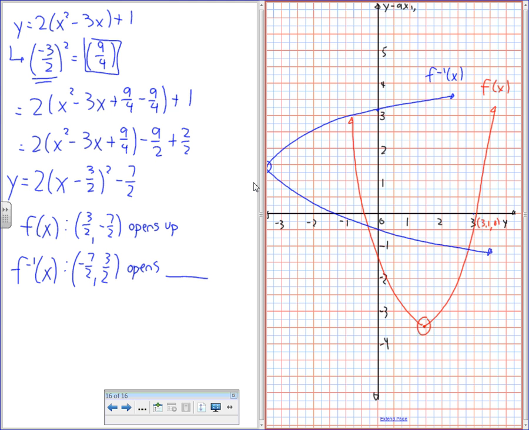Okay, we get the logic there? Right, so if you take a look, there's 2 x-intercepts for the red graph. There's going to be 2 y-intercepts for the blue graph. Yeah, question?